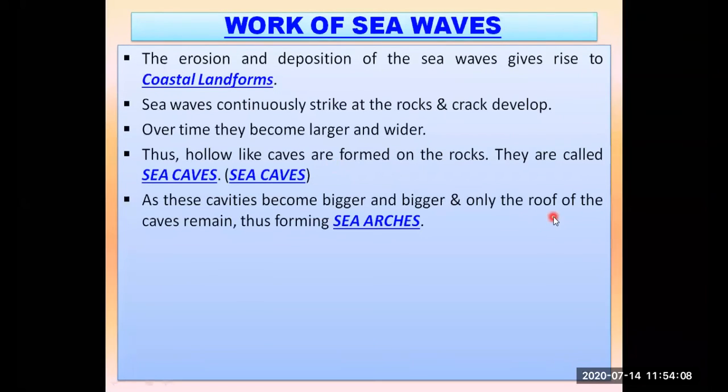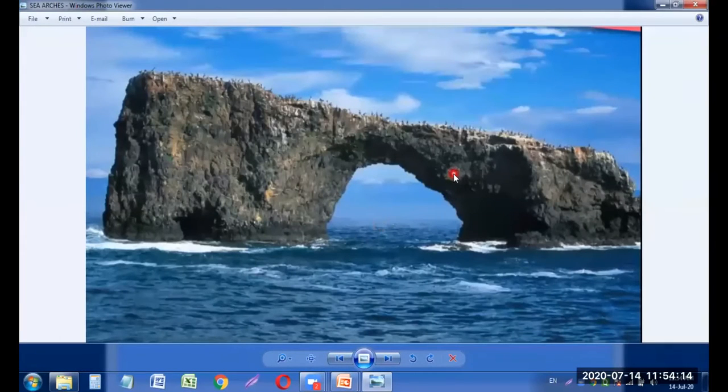And only the roof of the cave remains. At the top, only the roof remains. These are known as sea arches. You can see over here. This image is known as a sea arch because there is still a roof on top. Now the roof is there, but the sea caves had become larger and wider and bigger, and they have a roof. So in this case, they are known as sea arches.